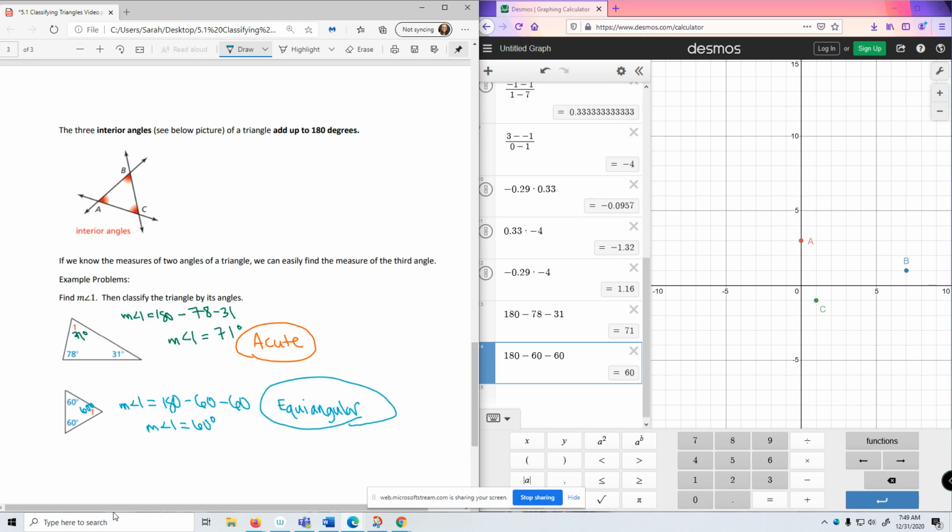We'll talk more about the interior angles of a triangle in the next lesson, but that is it for today. Again, our goal here was just to classify triangles by their side lengths and their angles.